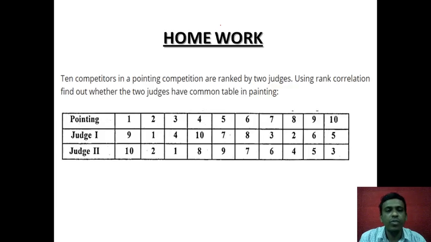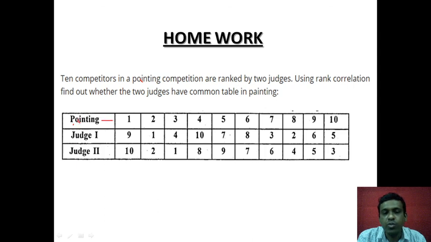The homework is like this: 10 competitors in a painting competition are ranked by two judges. Using rank correlation, find out whether the two judges have a common taste in painting, that is, whether they are giving nearly equal marks or equal ranks. That is what you have to find out. So first find out whether it has correlation or not. Judge 1, judge 2 marks are there.